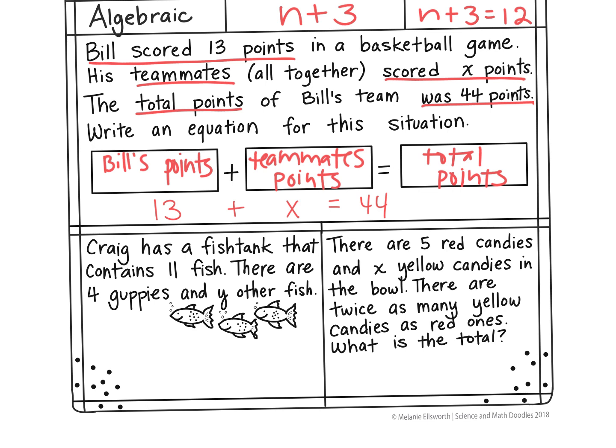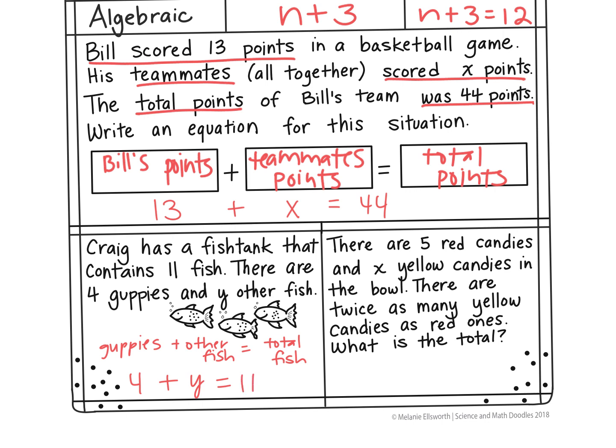Next, Craig has a fish tank that contains 11 fish. There are 4 guppies and Y other fish. We don't know how many other fish, but there's Y. We're using Y to represent. So, I have guppies plus other fish equals total fish. How many guppies do I have? I have 4 plus how many other fish? We're not solving. What do I use? Y equals 11 total fish.